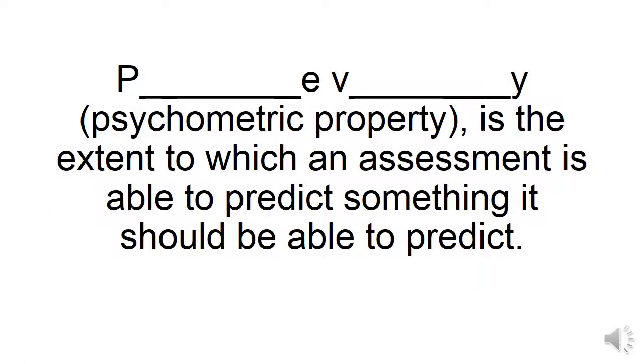P blank E, V blank Y, also a psychometric property, is the extent to which an assessment is able to predict something. Okay? So what is this?